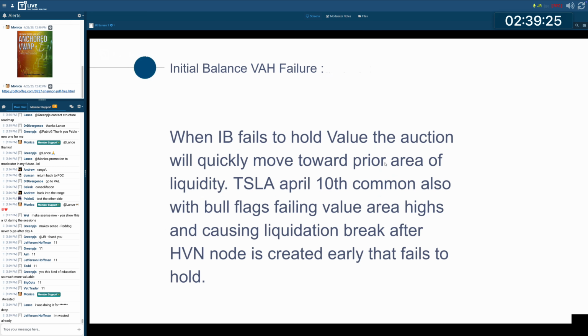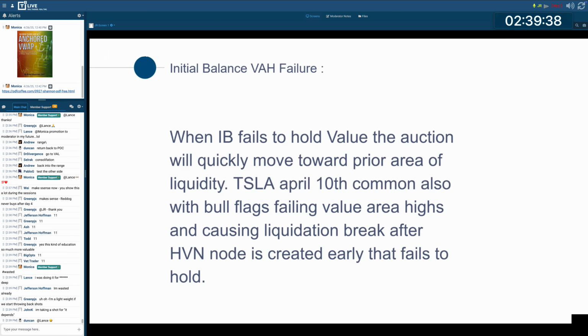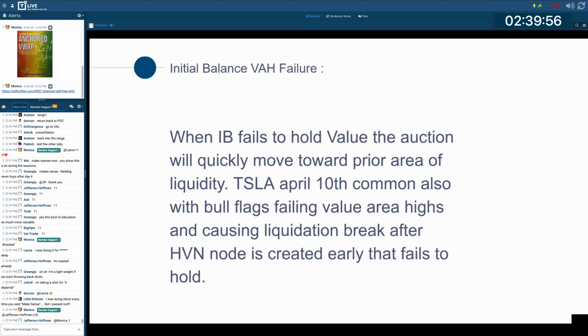All right. Initial balance, value area high failure. Cheers, Sandoval. So when initial balance fails to hold value, the auction will quickly move toward a prior area of liquidity. Notice I didn't say value area high. Oftentimes you have multiple areas of liquidity. This happened in Tesla April 10th, for example. Common also with bull flags, filling value area highs and causing liquidation breaks after a high volume node is created early that fails to hold. This one is pretty self-explanatory.